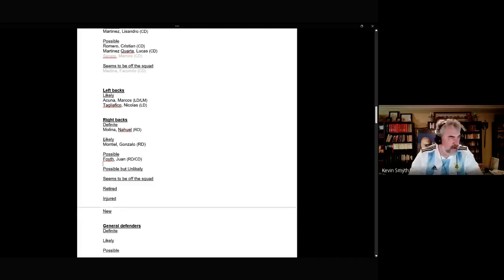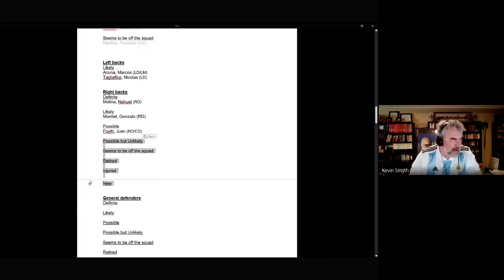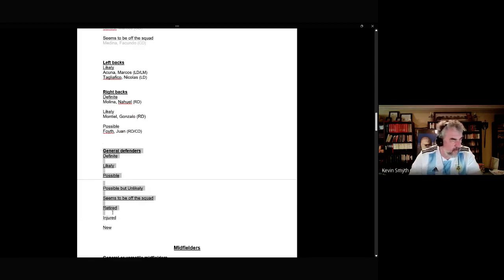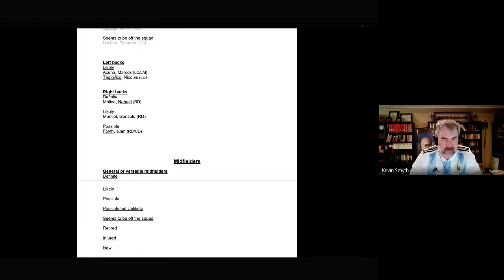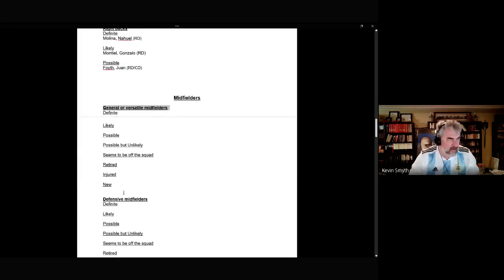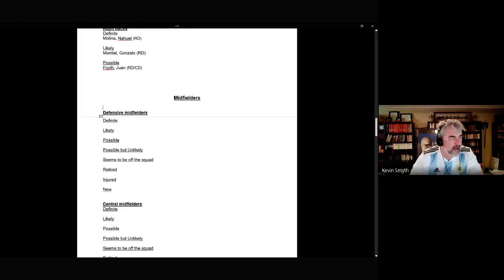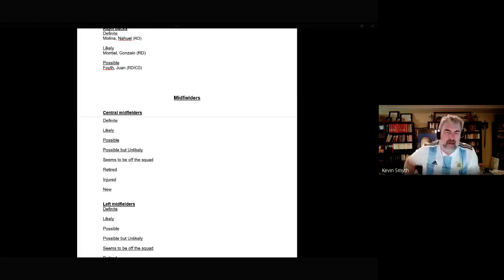Okay, that is it for defense. And we will move on to midfielders. And there are actually no general or versatile midfielders. Sometimes there's a player in that category. And indeed for Argentina, no players coded as defensive midfielders. So it'll be central midfielders who will play that role, the more defensive side of the role in particular.